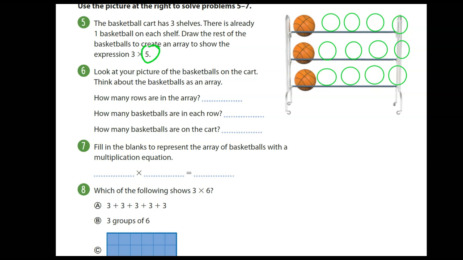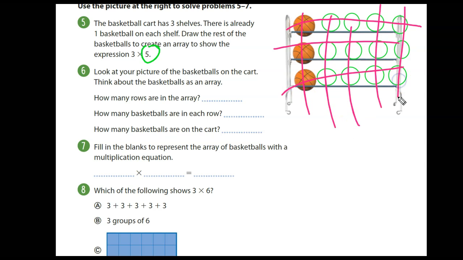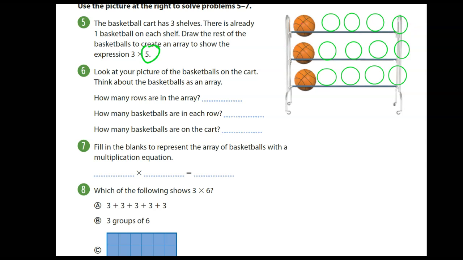Okay. Then it says, look at your picture of basketballs on the card. Think about the basketball as an array, meaning I have rows and I have columns, just like that. Then it says, how many rows are there? 3. Great. How many basketballs in each row? 5. The 4 that I made plus the one that was already there.